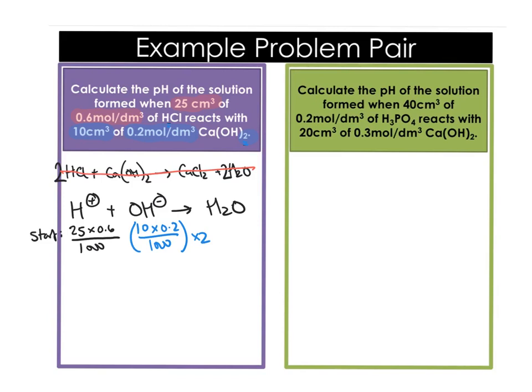So can someone just type that into their calculators for me? Thank you. So this first one is 0.015. Can you work out the second one for me? So that's going to be 0.004. So our next step is then to work out what's there at the end.